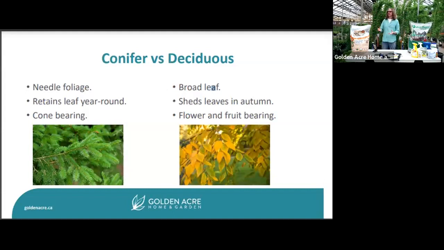Deciduous trees tend to be in the variety of plants that we call angiosperms, which are flowering plants. The conifers are gymnosperms, which are more spores. And that's how they propagate. We don't really need to know much more about that, except the deciduous trees, angiosperms, are where we get cherries and plums and apples and pears from.